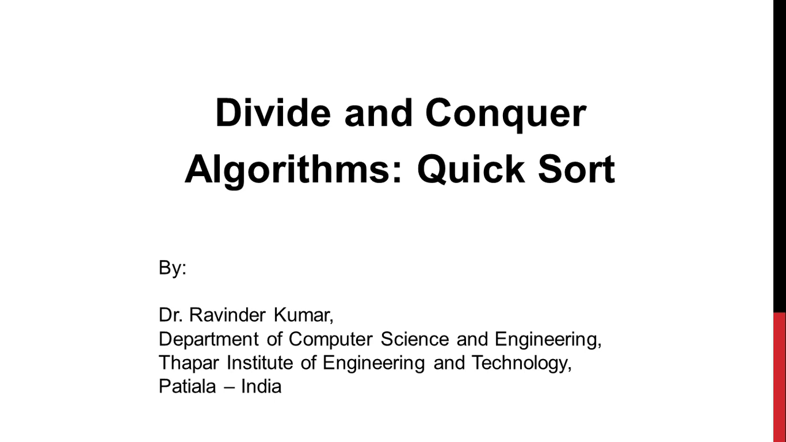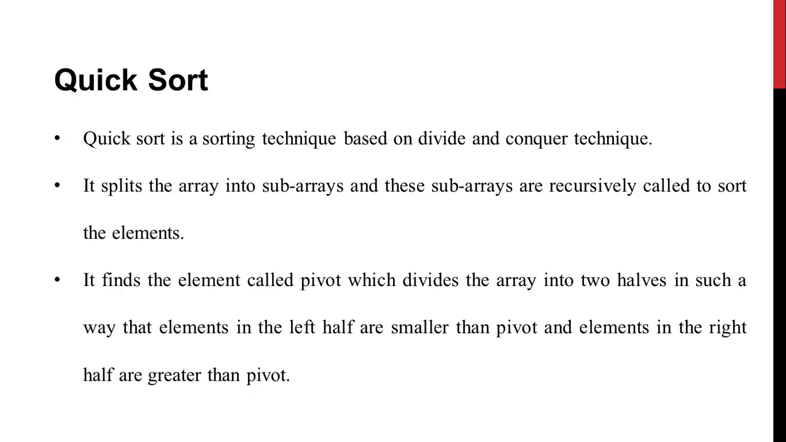Today in this session, we will discuss quicksort. Quicksort is also based on the concept of divide and conquer, just like merge sort. But in quicksort, all the major work is done while dividing the array into sub-arrays, while in merge sort, all the real work happens during the merging of the sub-arrays. It is also called partition exchange sort.